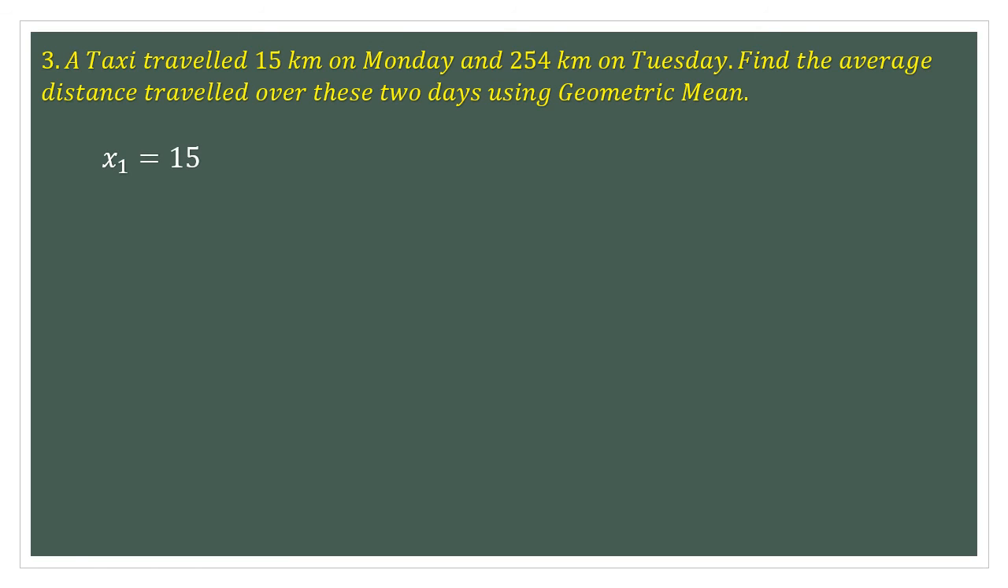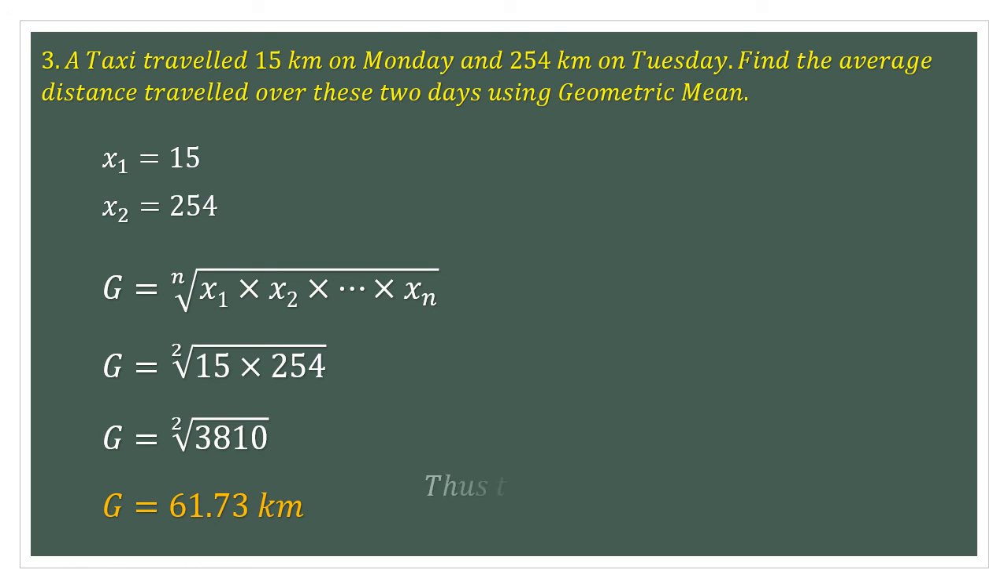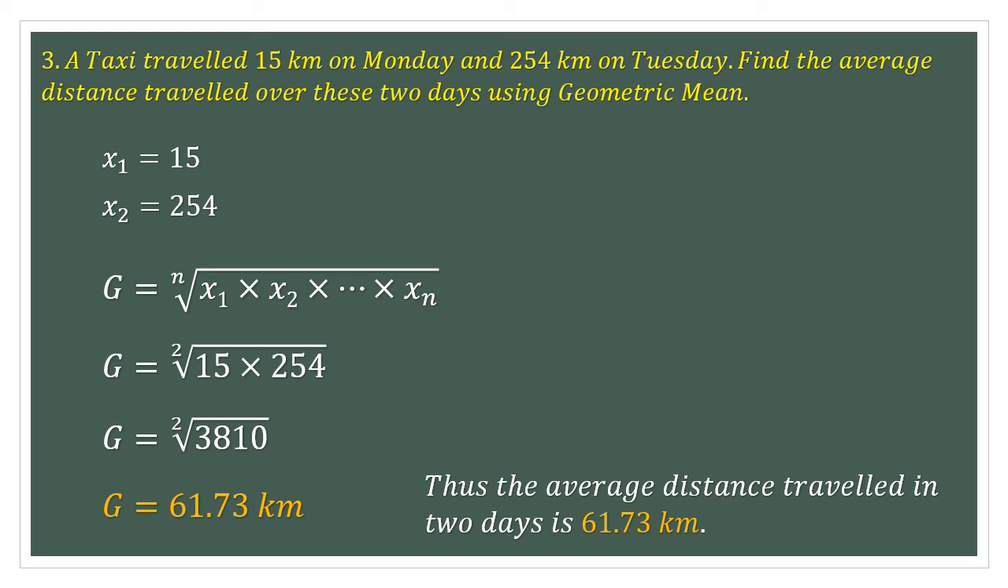The first observation is 15 kilometers and the second observation is 254 kilometers. Write down the formula first and then put the values, that is 15 into 254. As there are only two observations, we just have to find the square root. Only pressing the button once should be enough. So first multiply, 3810, and the square root will be 61.73 kilometers. Just write the statement here that the average distance traveled in 2 days is 61.73 kilometers.